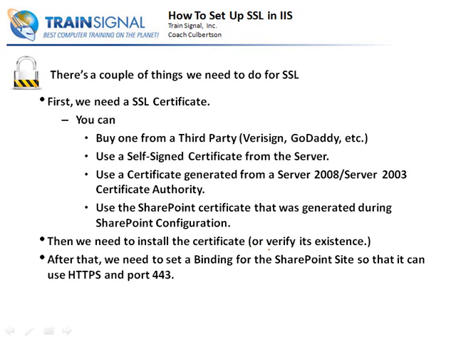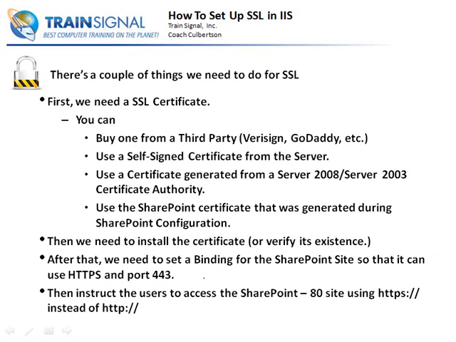After we install or verify that the certificate is in existence on our IIS server, we need to set up what we call a binding for that SharePoint site so that it can use HTTPS and port 443 in order to transmit and receive data over the network. Now, after we get that set up, then we just need to make sure that we instruct the users to access our SharePoint 80 site using HTTPS instead of HTTP.